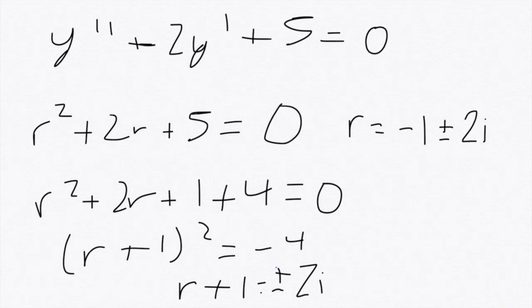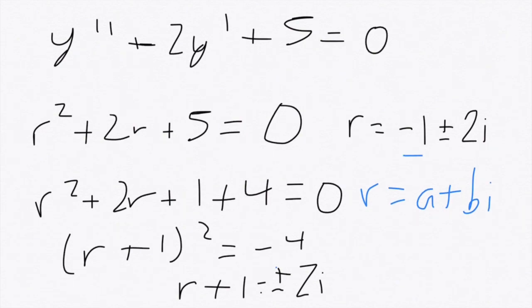So in the general form, r equals a plus bi. The real part here is this negative 1, and the imaginary part here is 2i. So we know a is equal to negative 1, and b is equal to 2.